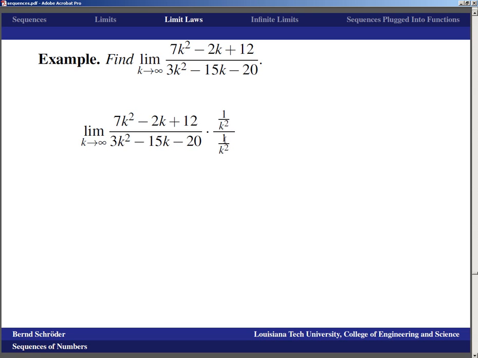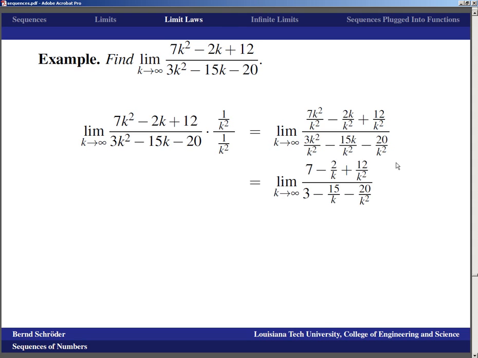However, if we multiply with 1 over the highest power in the denominator, what we get is the limit of 7k squared over k squared minus 2k over k squared plus 12 over k squared, divided by 3k squared over k squared minus 15k over k squared minus 20 over k squared, which is just the limit of 7 minus 2 over k plus 12 over k squared, divided by 3 minus 15 over k minus 20 over k squared.